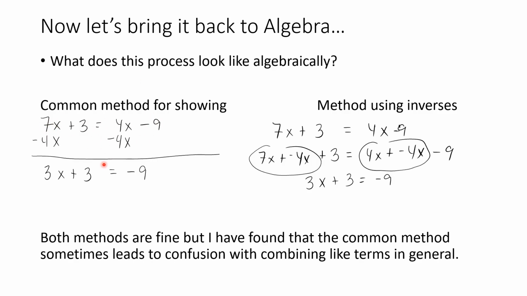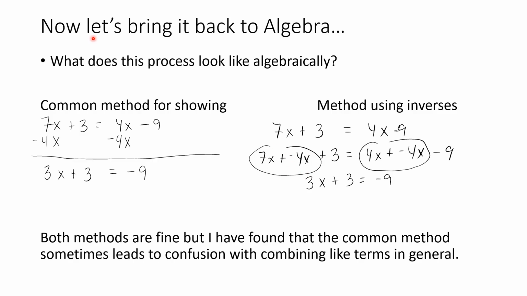So if you do it this way, that's fine. Just please don't refer to the step as combining like terms. What's happening in the step is you are subtracting 4x from both sides. Okay, so subtracting 4x from both sides, not really combining like terms. This over here is combining like terms.